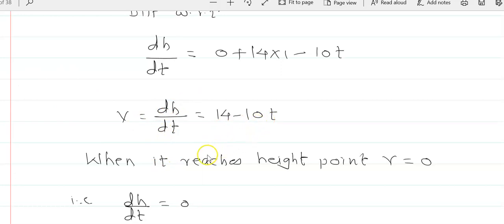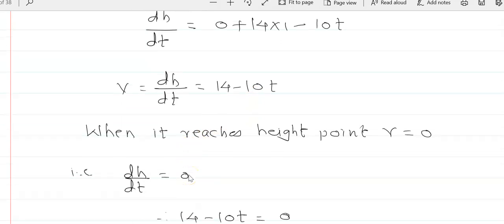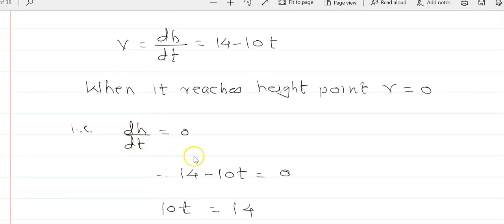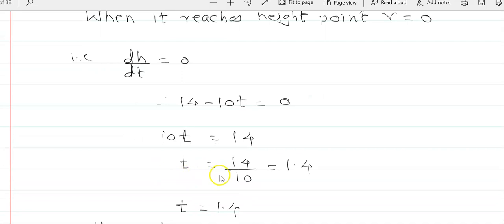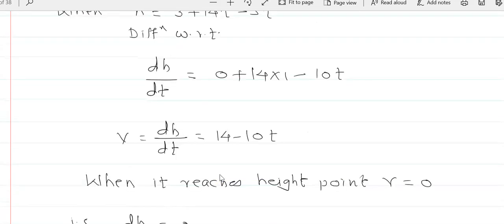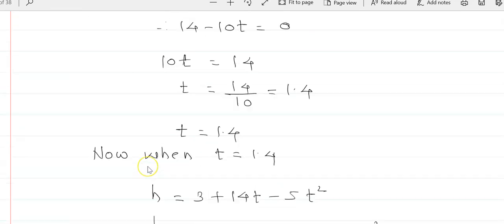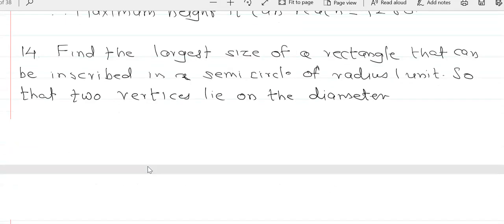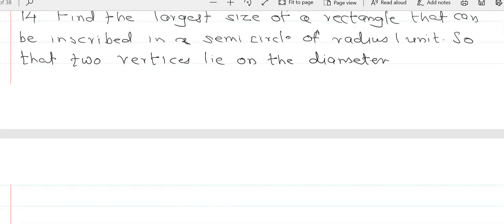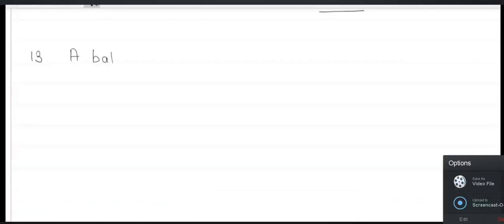You can understand this also. Otherwise you may ask, sir, how do you differentiate the first derivative, find the values, and then substitute again? But if you see this equation, dh/dt = 14 - 10t, and if we differentiate again, the second derivative is negative. Its value is -10, which is less than 0. Therefore it's the condition for the maximum. Now we'll start the next. Again the same question will be repeated for you.